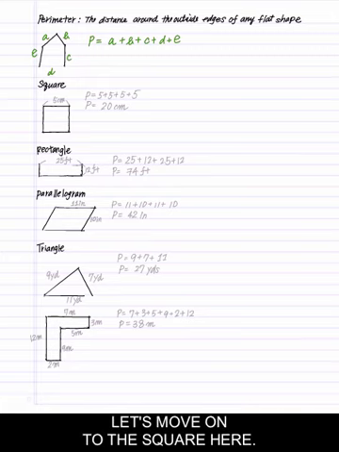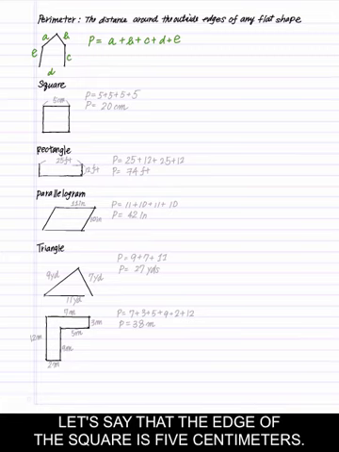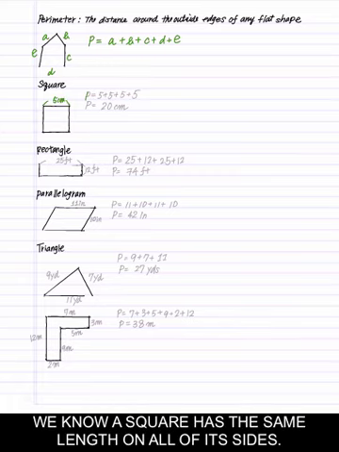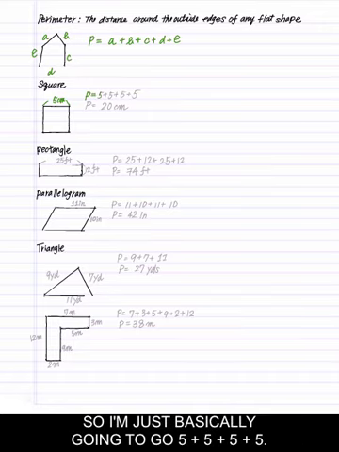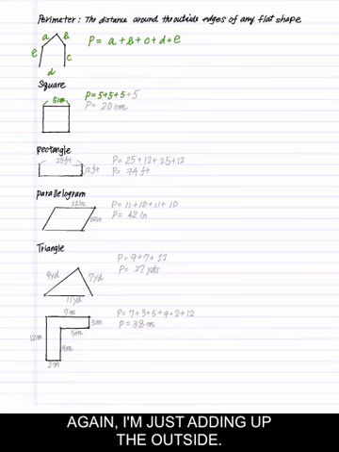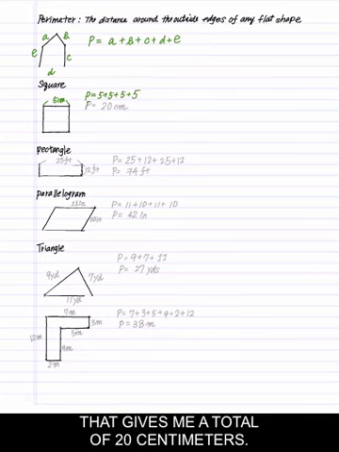Let's move on to the square here. Let's say that the edge of a square is 5 centimeters. And as we're looking at this, we know a square has the same length on all of its sides. So I'm just basically going to go 5 plus 5 plus 5 plus 5. Again, I'm just adding up the outside. That gives me a total of 20 centimeters.